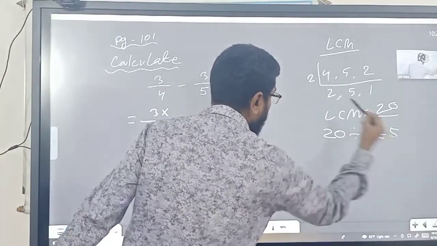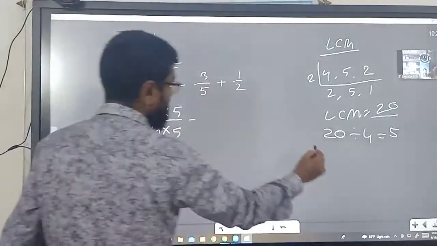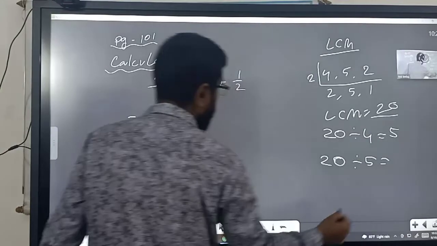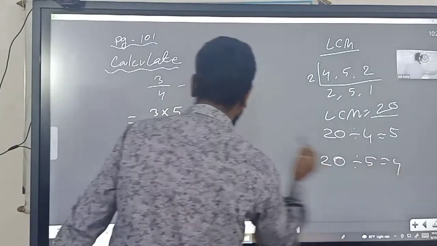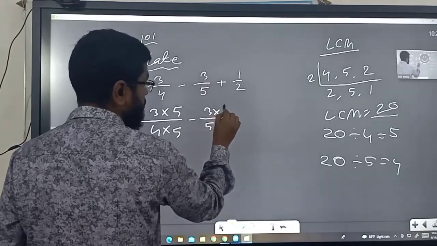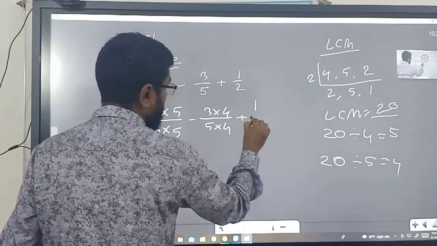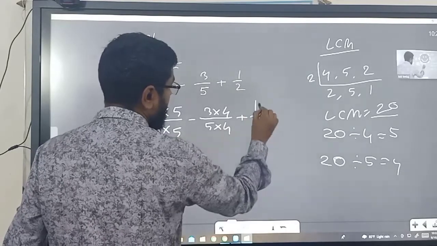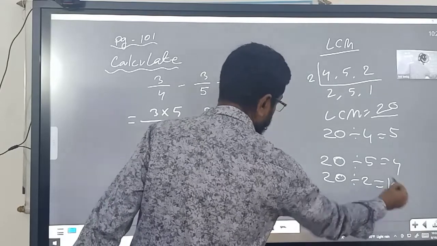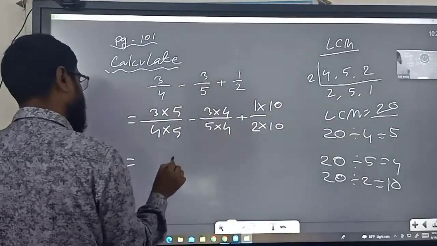What will be here? 5. Here 5. Minus, 20 divided by 5. What will be here? 4. That 4 I will multiply up and down. So many ways we can calculate it. 20 divided by 2 becomes 10. That 10 I will multiply up and down. Next line.